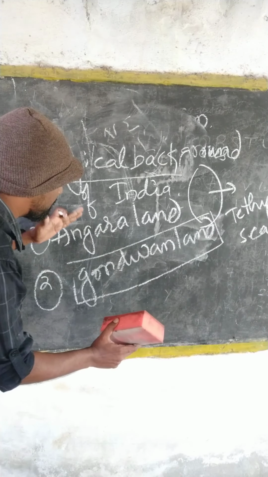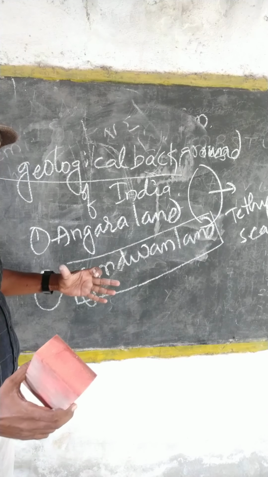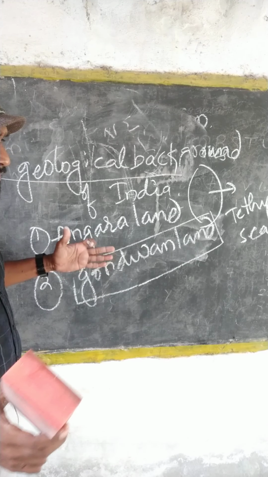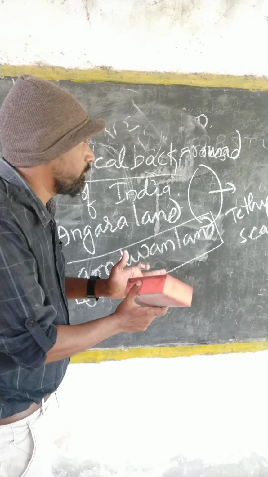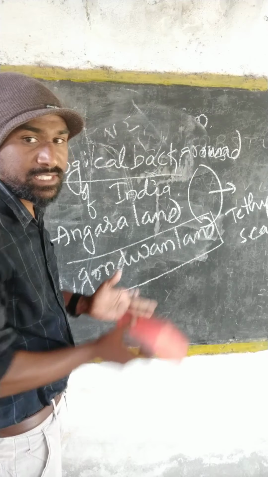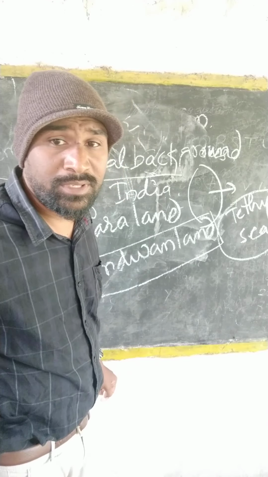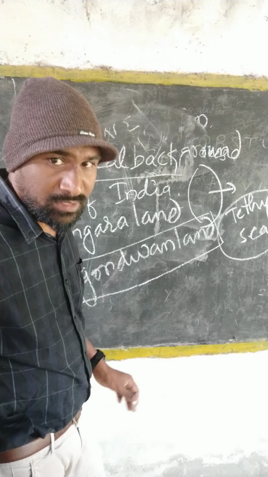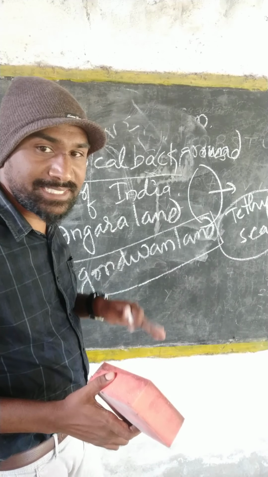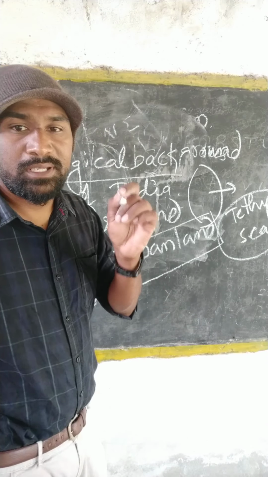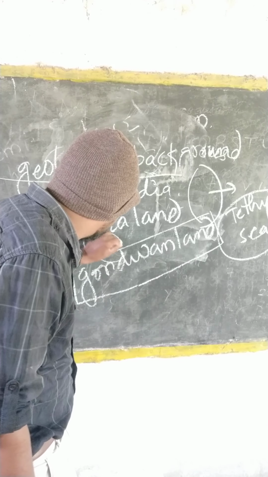These two plates collide and buckle, and the internal forces between them, many million years ago, made the place between them come upward. Over many years the total Tethys Sea transformed into glaciers. Glaciers means the whole part is covered with ice. That's the definition of glacier. The place between Angara land and Gondwana land was covered with Tethys Sea.